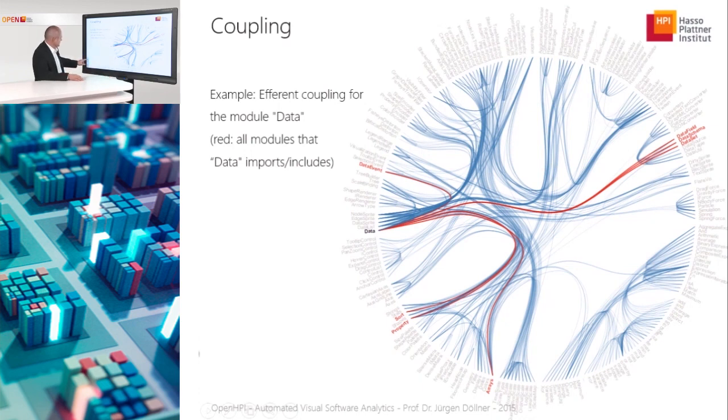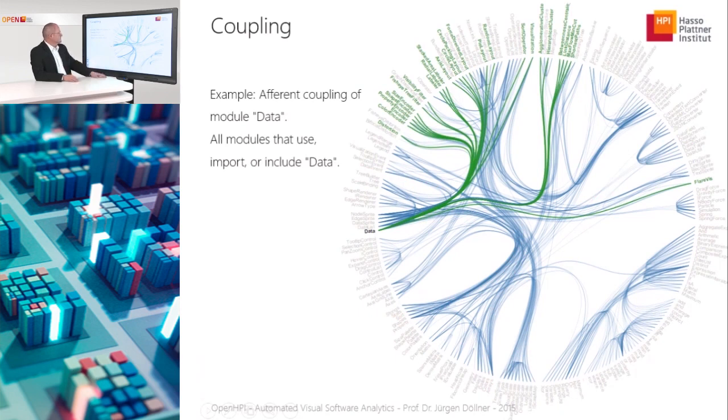Let's look at afferent couplings, the ingoing coupling: all modules that use, import, or include data. So it's a kind of responsibility view. What kind of responsibility does the module data have? We're seeing marked in green once again all these modules that depend on data. So this gives a more or less first overview of the coupling of the data module within its context, within the whole system.